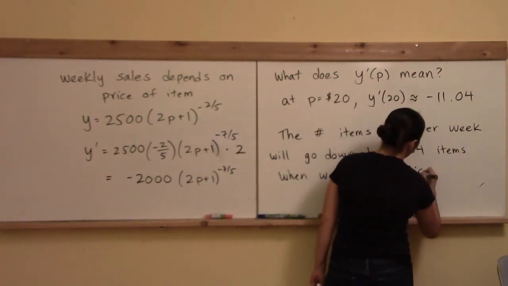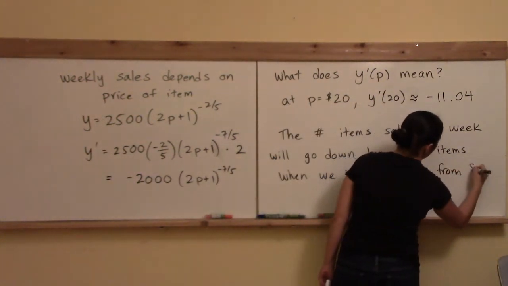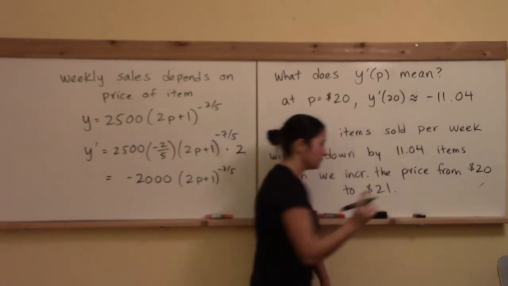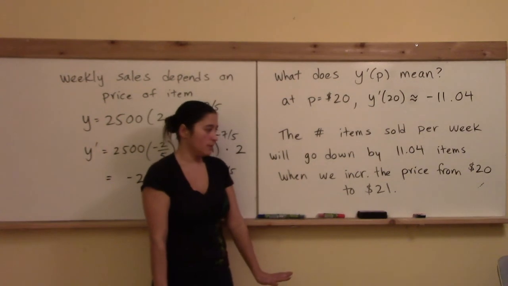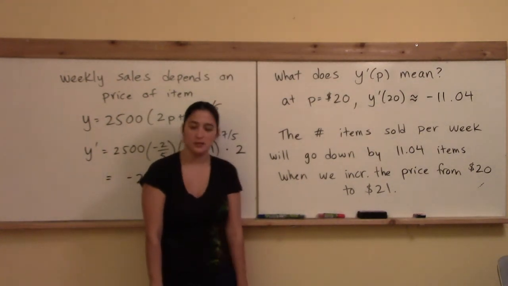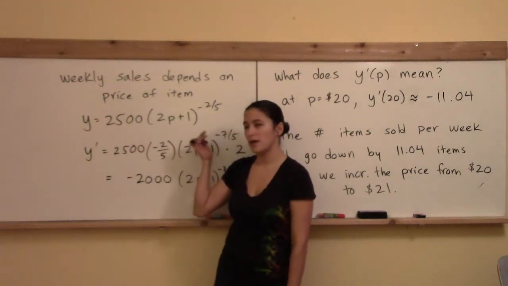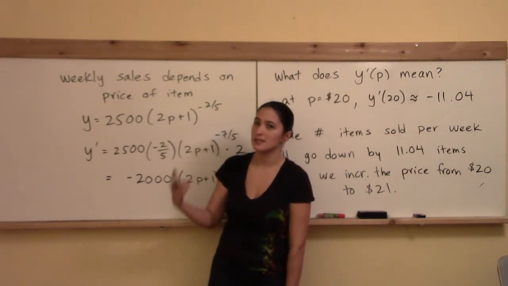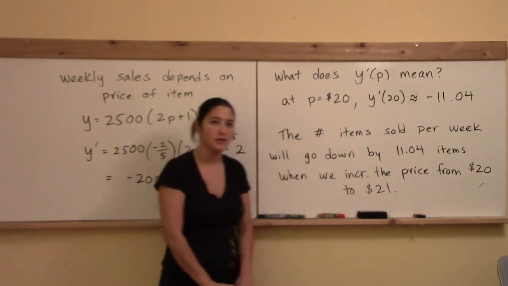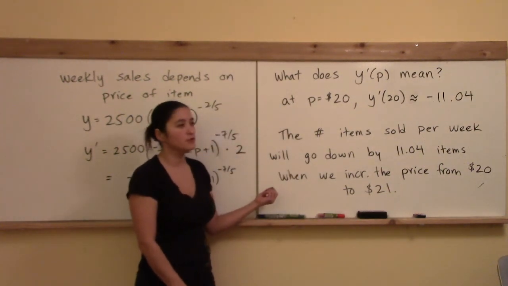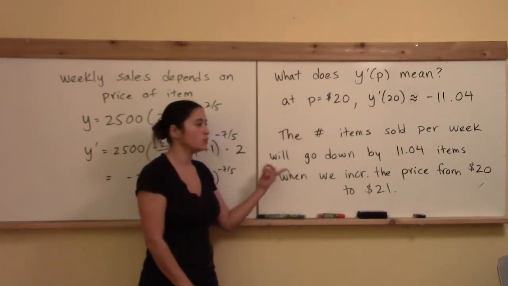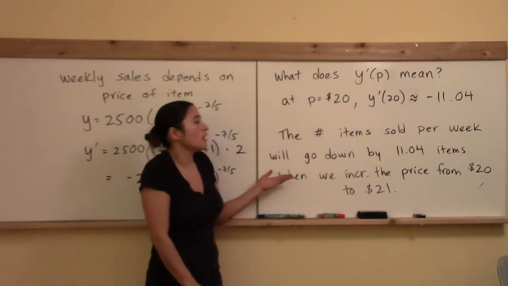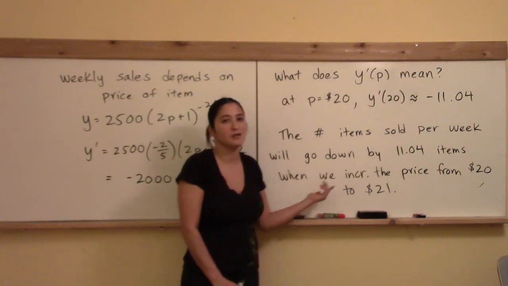price from $20 to $21. Okay? So if you are actually in a business situation and you've modeled your weekly sales by observation, by data points, you found that when I have it at this price, this is how many sell in a given week. Then I'll tell you that if you're thinking about changing the price from $20 to $21, what's going to happen is you're going to approximately sell 11 less items per week.